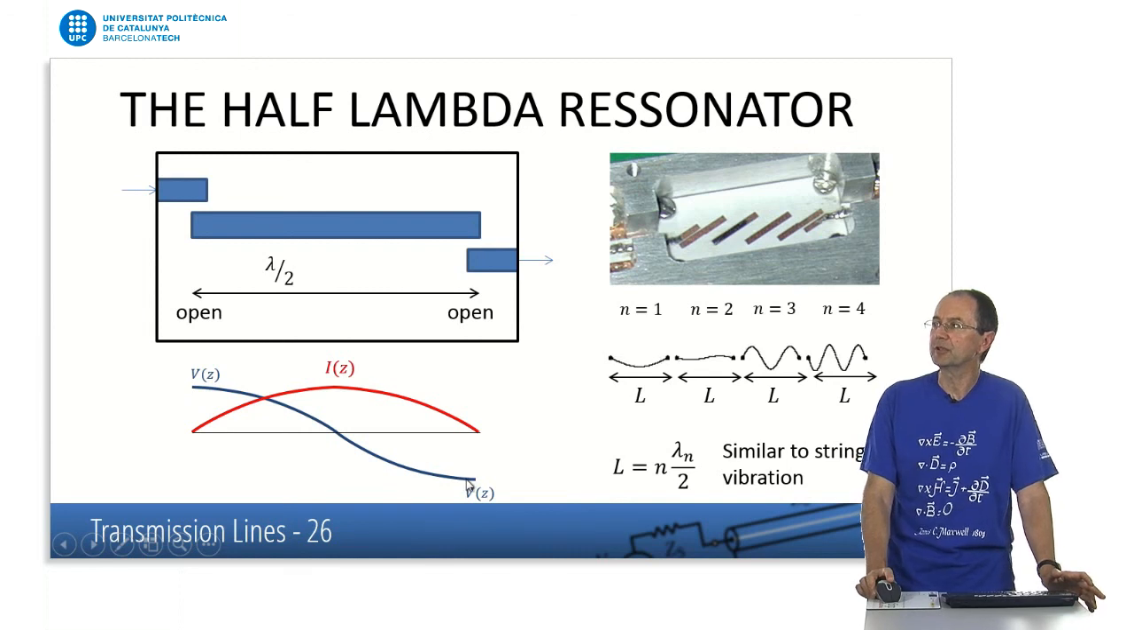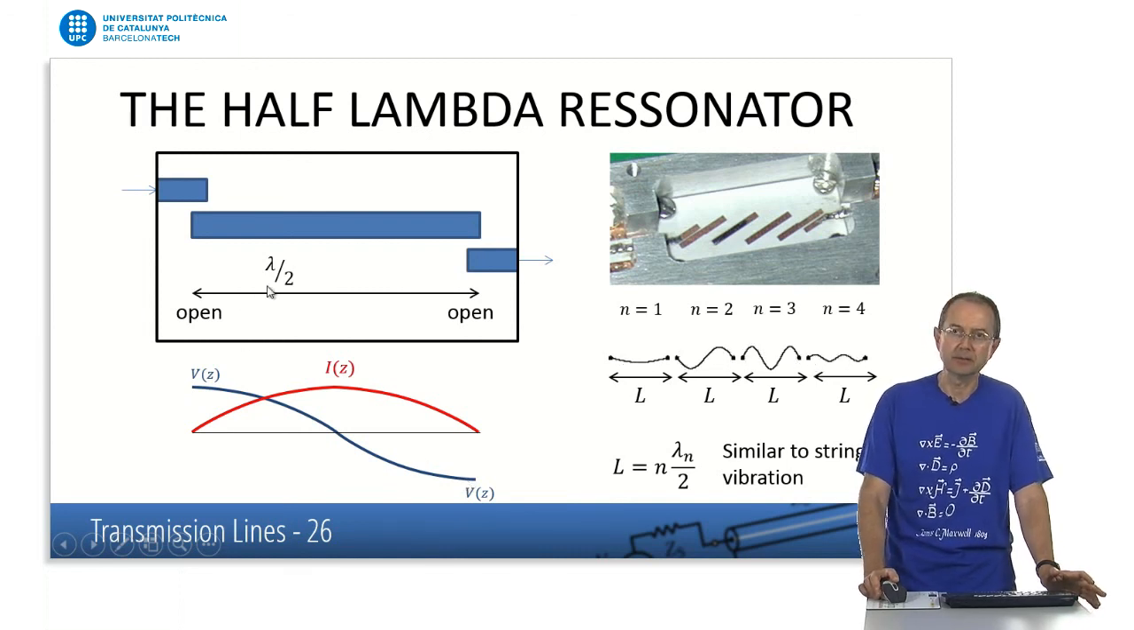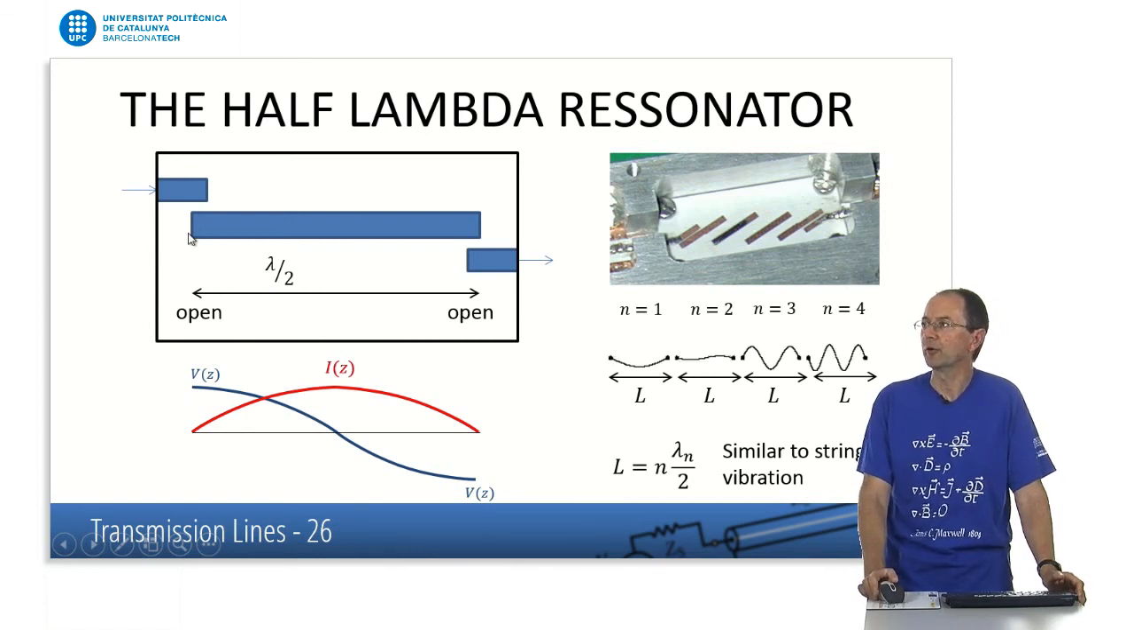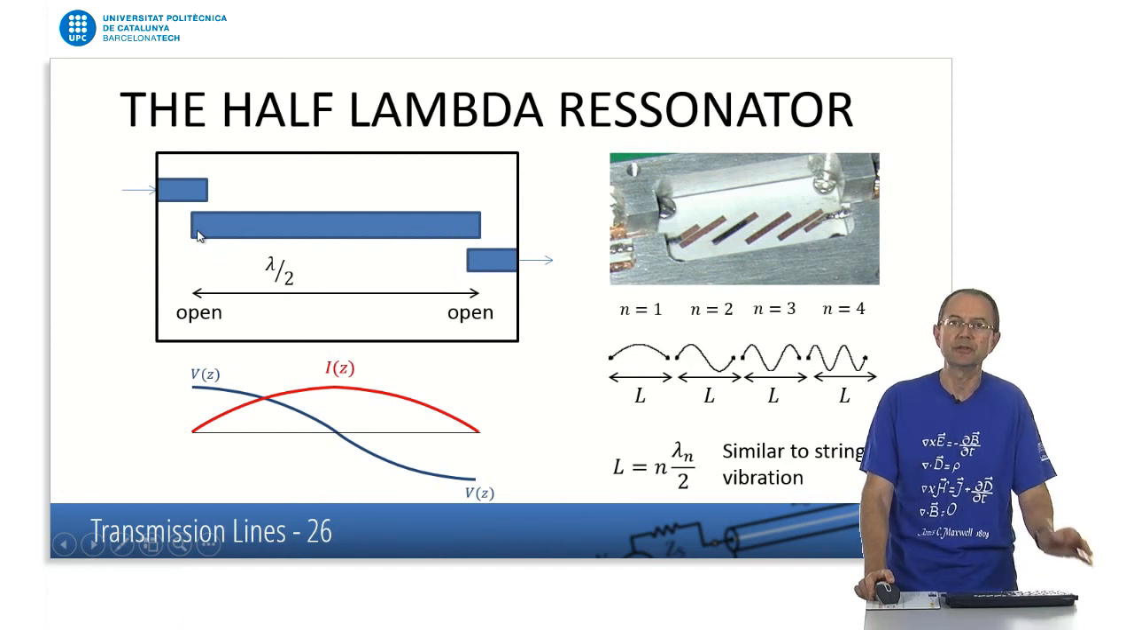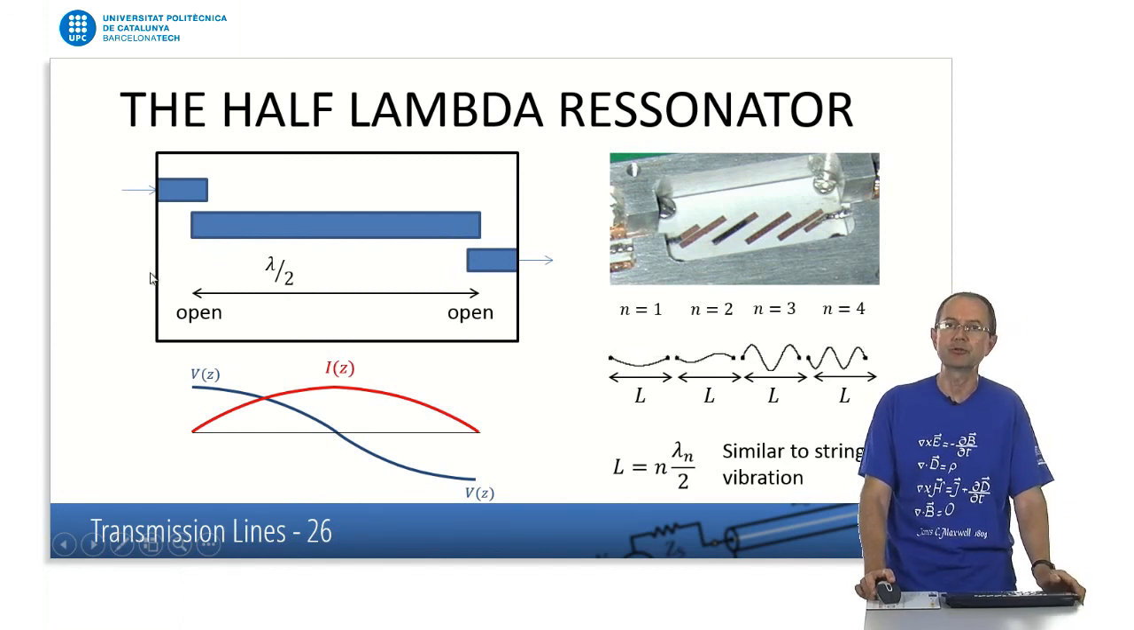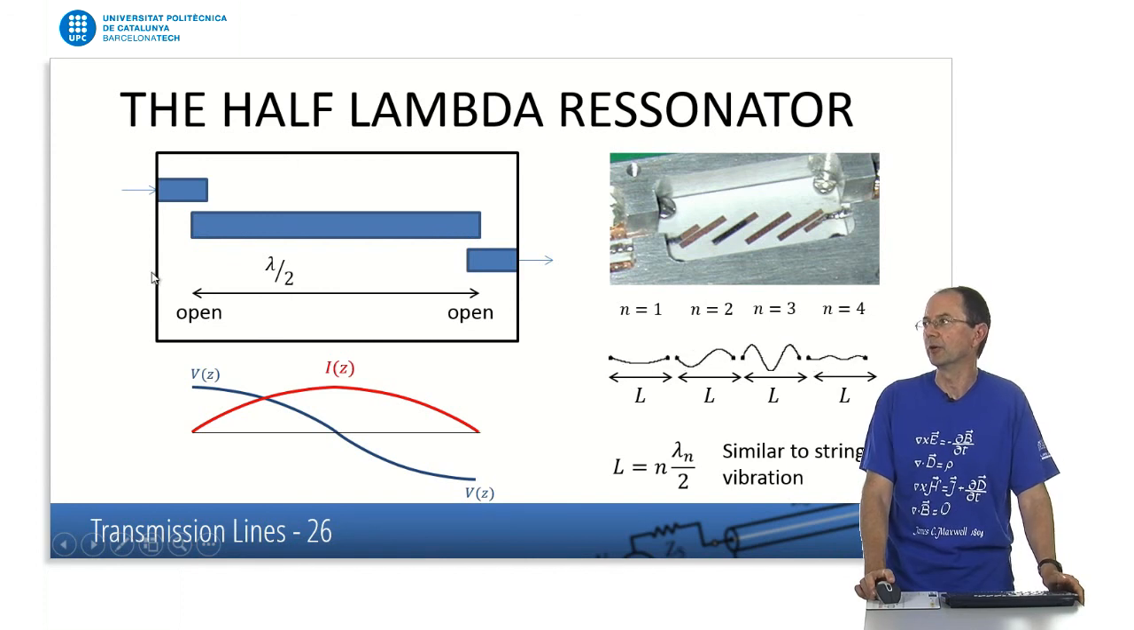And when the transmission line is exactly half lambda, it is also resonant, because when you start from one side, reflect to the other, and you come back, you get exactly the same situation. And this happens only for a very precise frequency, or its harmonics, higher harmonics.